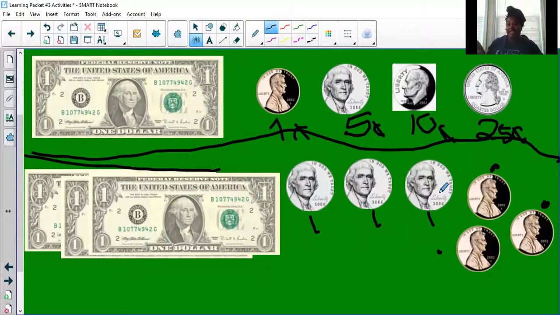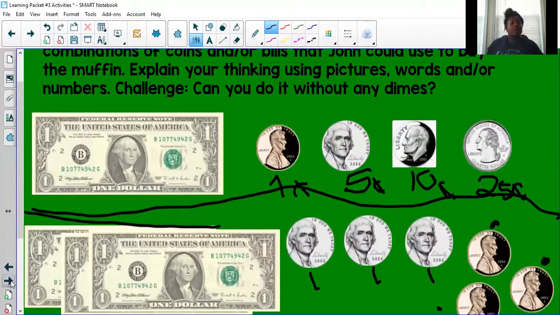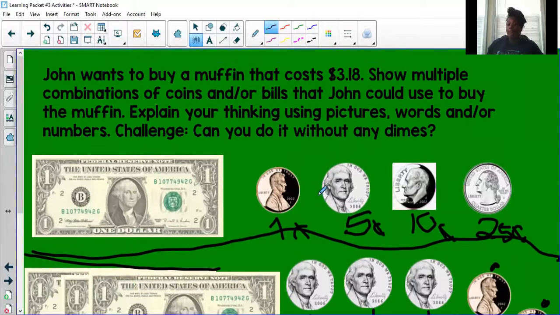I'm excited to see the different ways that my class, and I know your other teachers are very excited to see the different ways that you guys have made $3.18. Remember, you can draw, you can use your words, or you can do the eyelash method. Okay, so now we're gonna move on to the next problem in that column.